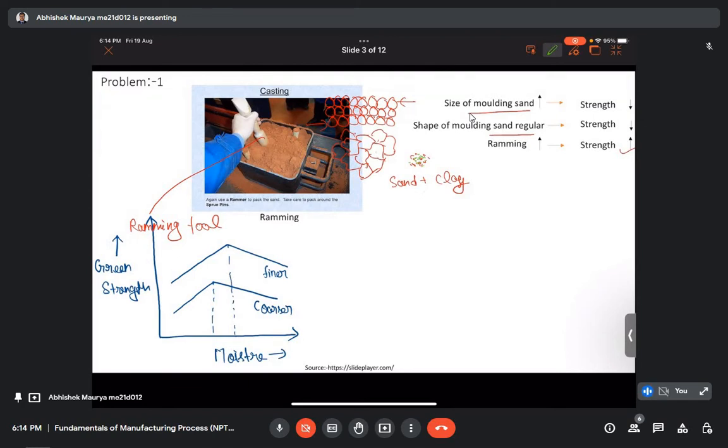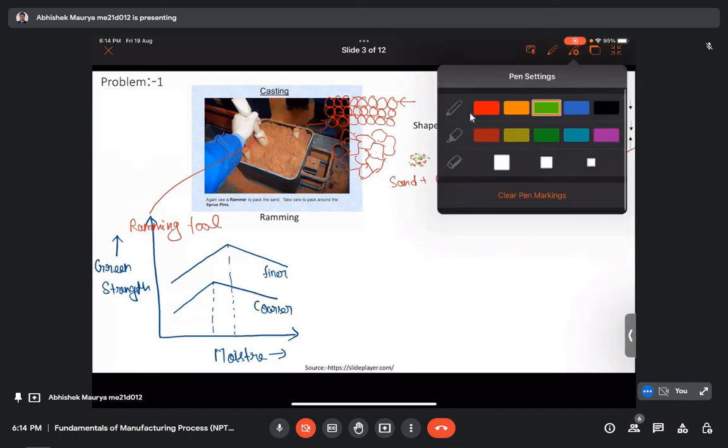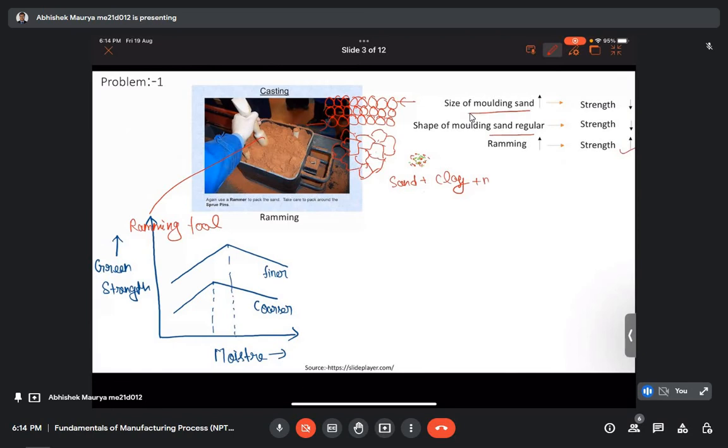So in order to activate the bonding between the sand and clay, we have to keep the moisture. When we add moisture, then if we make any shape of it, it can retain its shape. So basically, if we keep on increasing the moisture, the strength of the whole mold will increase up to a certain degree.